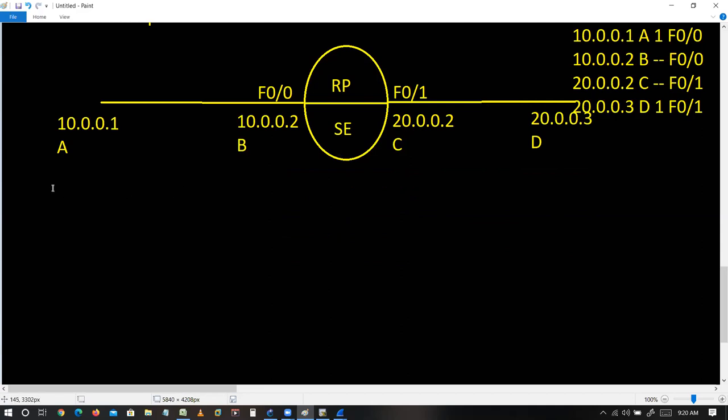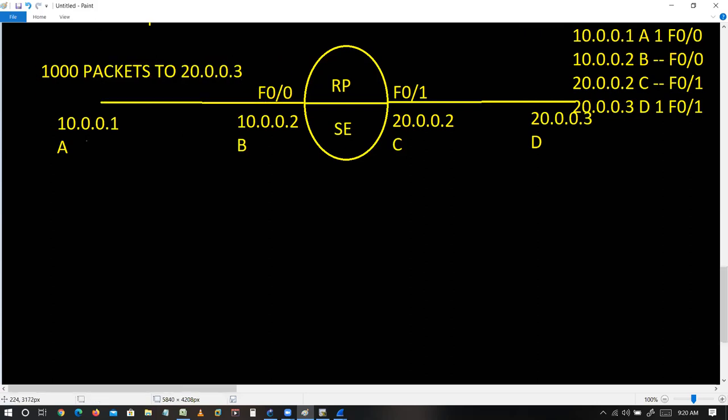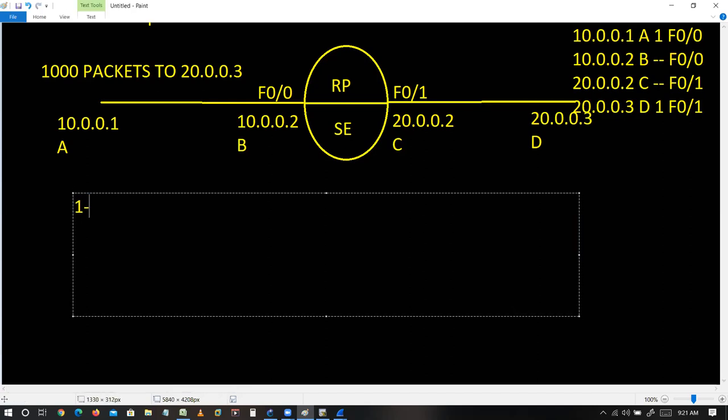Now, this user wants to communicate and wants to send 1000 packets to 20003. Okay. So what will happen here? This device will send the first packet out. Okay, no problem. Switch engine will receive the first packet. Now the first process, switch engine will get the first packet. What will it do?